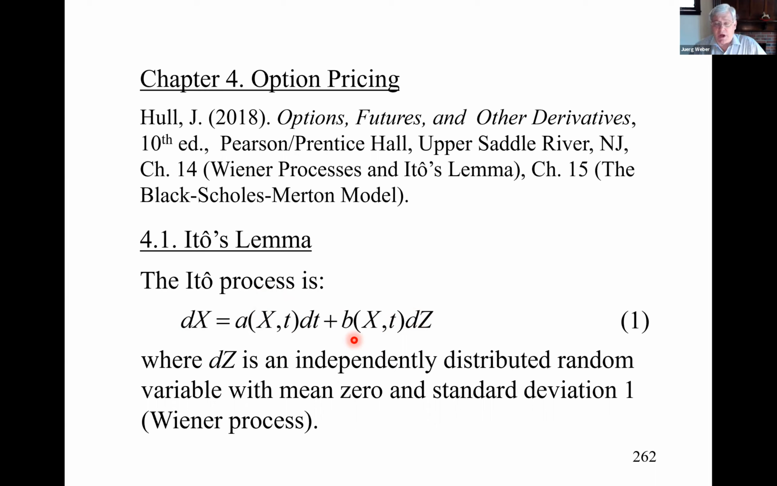Now here, we do it in a more general way. So the A can be a constant, but it also may depend on x and t. So it may depend on x itself, and it may depend on time. Same thing here is a scaling factor for the standard deviation. It may be a constant b, or it may actually be a function of the level of x and a function of time.